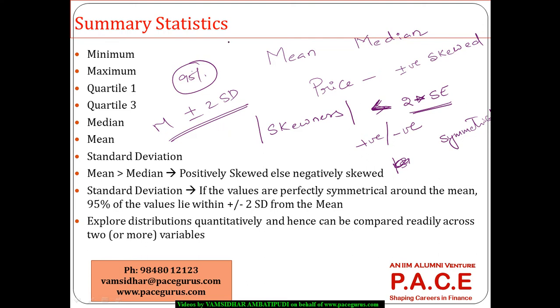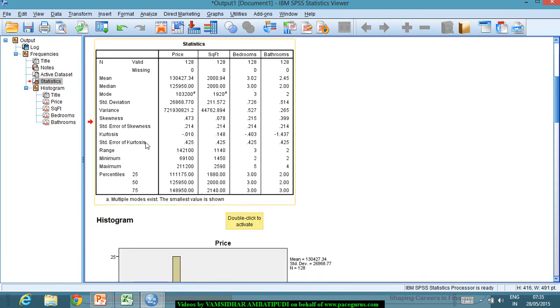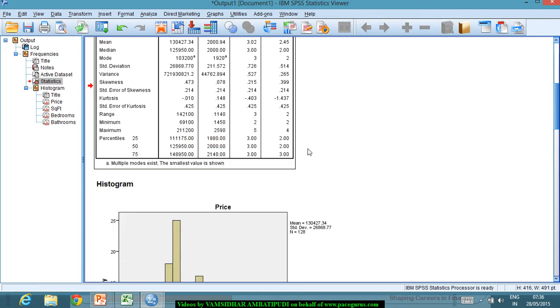Right? So these summary statistics can really help us to explore the distributions quantitatively, and they can really help me in terms of comparing across two or more variables. Here I can very well say that square feet is more and more symmetric compared to that of the price. So some such kind of things can quite comfortably be understood.